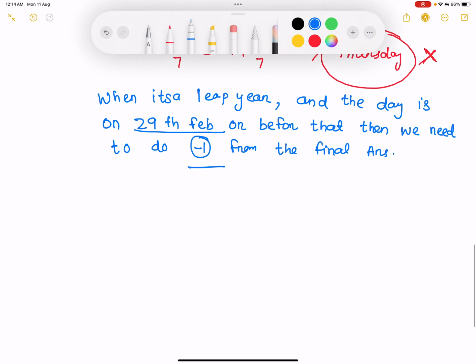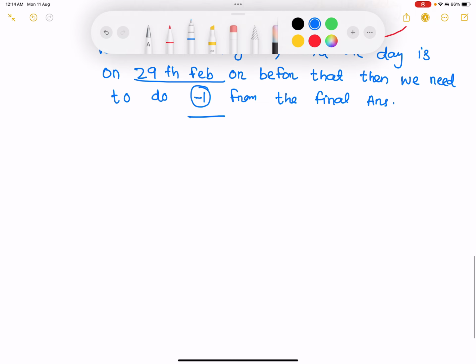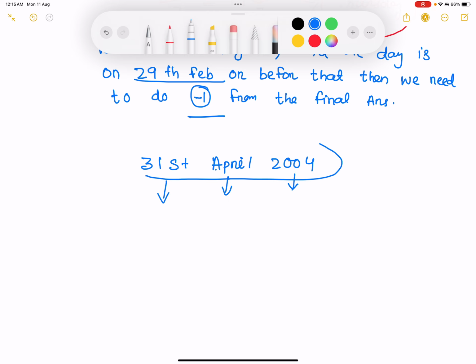Sometimes a question will be like 31st April 2004. If you apply the formula, you will get something, but the common mistake students make is forgetting the basics, because April has only 30 days. This date is not practically possible. Sometimes the question will be like that, and if you calculate you will get some answer, but first you need to apply your common sense. April has only 30 days.